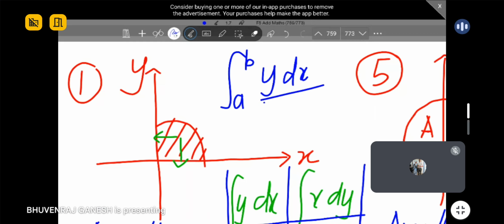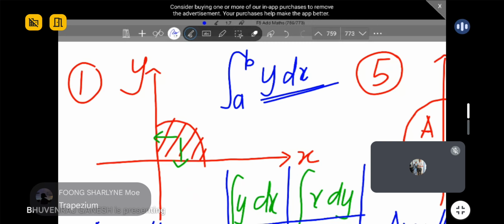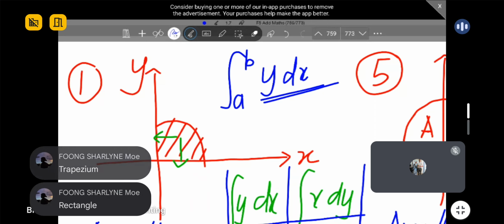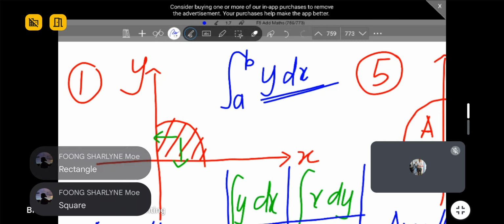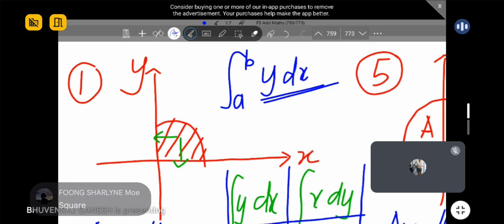Selain y dx. Okay, can. Trapezium also can. Rectangle, okay. One more. Square we really don't use in integration. Square is quite not common. One more common thing. Yes, area under the graph, correct. Okay, so we actually got one more formula.